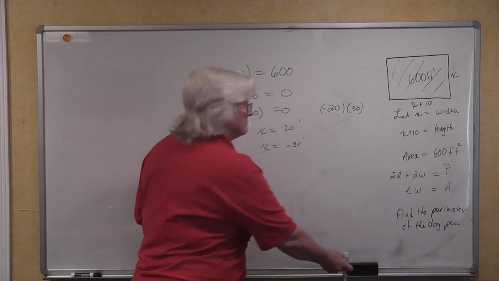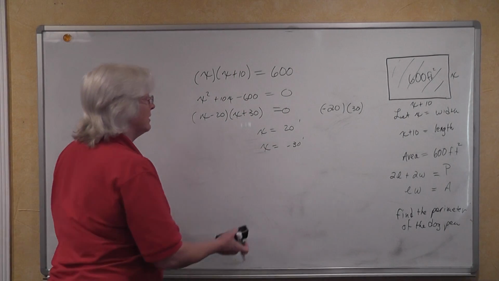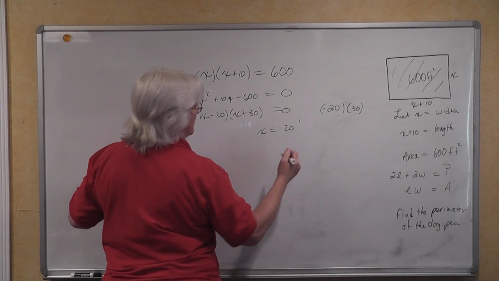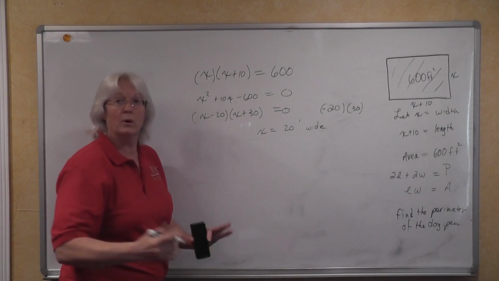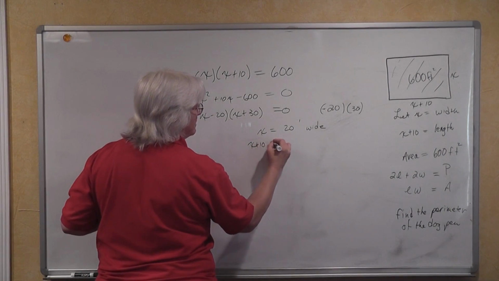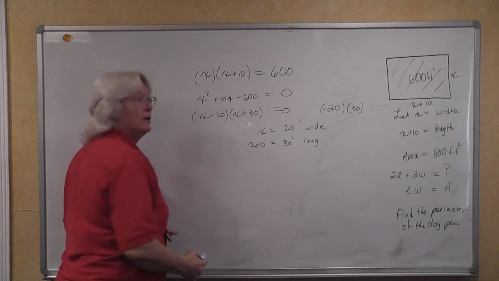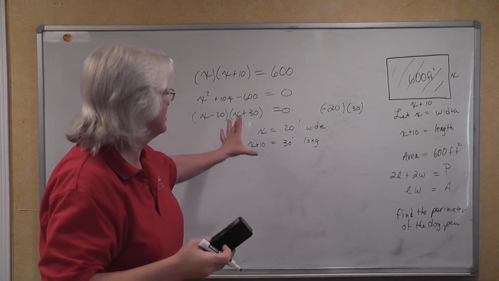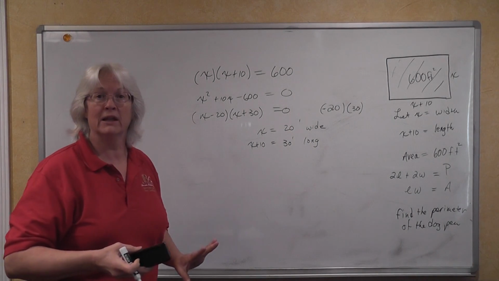What is x? What did we say x was? X is the width of the dog pen. So 20 feet wide. What is the length? X plus 10 is 30 feet long. Now, are we completed? Have we completed our problem? We have the dimensions of the dog pen, we have the width, and we have the length.